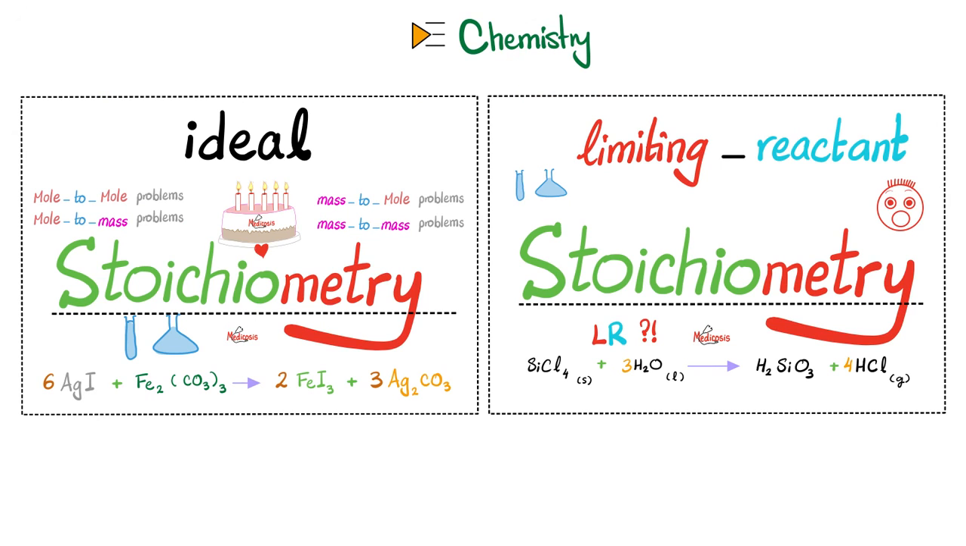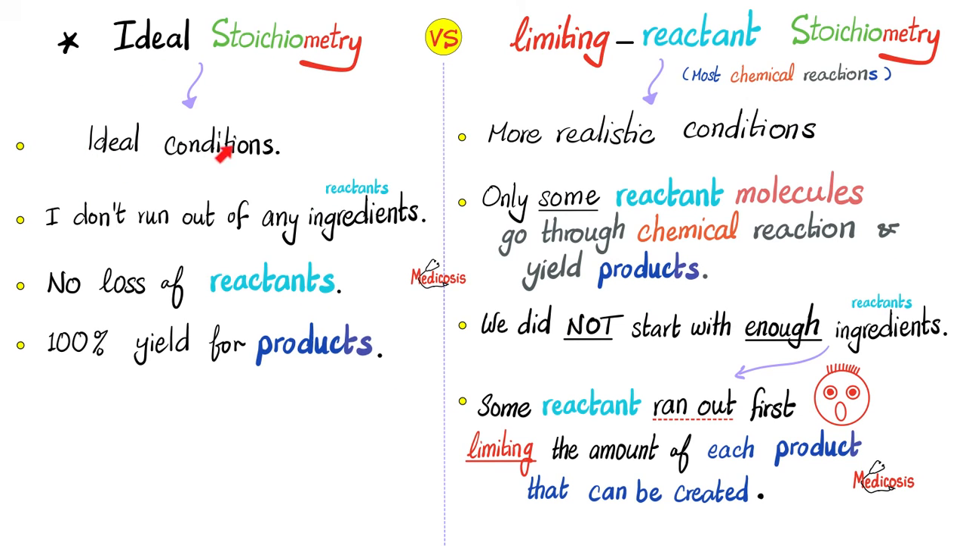After the success and the popularity of my previous videos on stoichiometry, especially the first one, which is epic, it was about ideal stoichiometry, where everything is hunky-dory, nothing is going to run out. But limiting reactant stoichiometry, we are limited by one of the reactants, which will run out sooner than the other. Ideal stoichiometry is in ideal conditions. I do not run out of any ingredients. There is no loss of reactants. And 100% yield for the products will be achieved. No waste, 100% efficiency. Of course, this is la-la land that does not exist in reality.